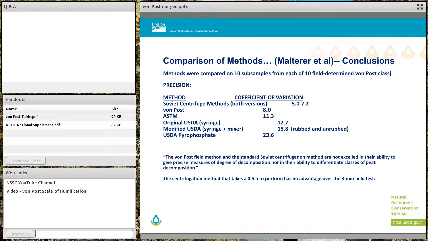And I'll add on to that, this centrifugation method is not well documented. The procedure and the equipment for it is not readily available. So it's not a really highly used method.